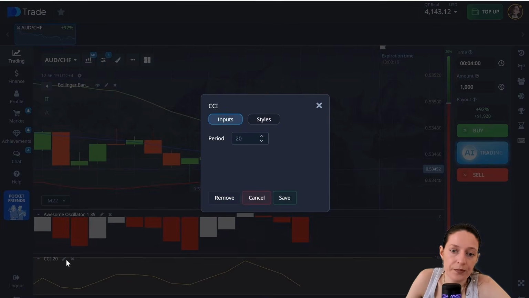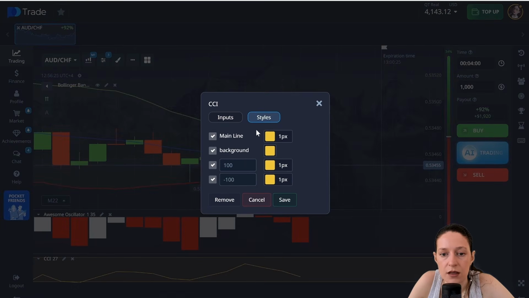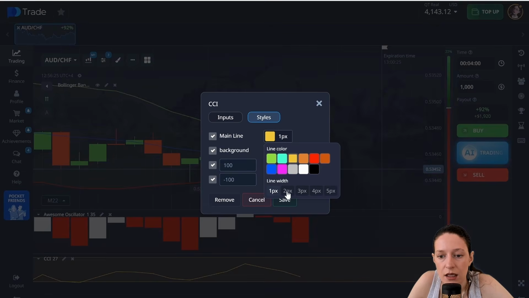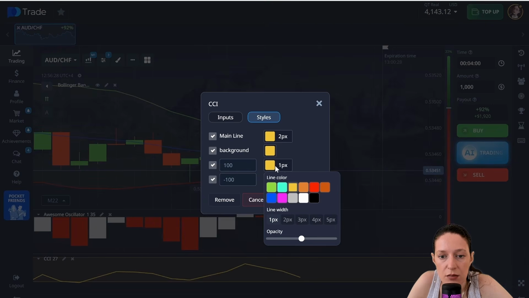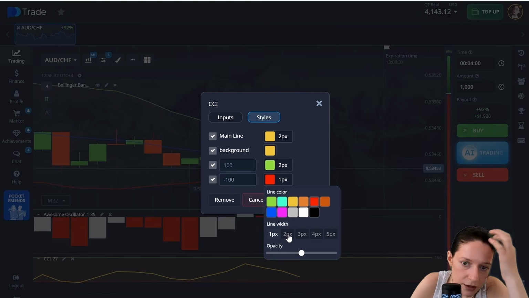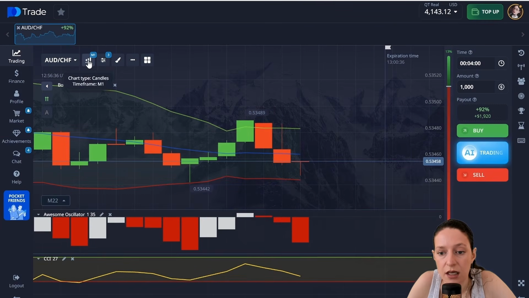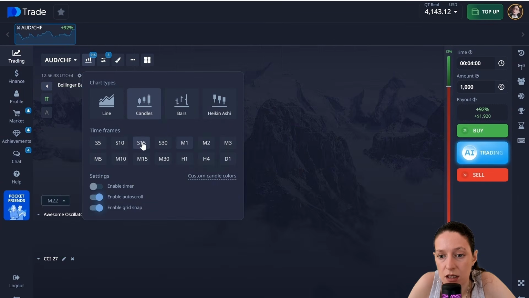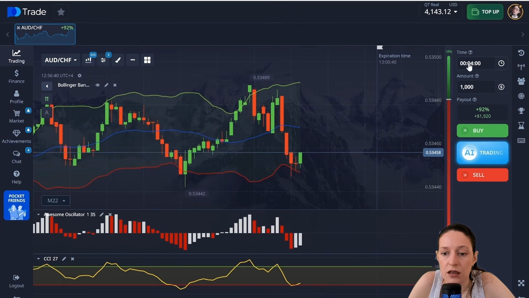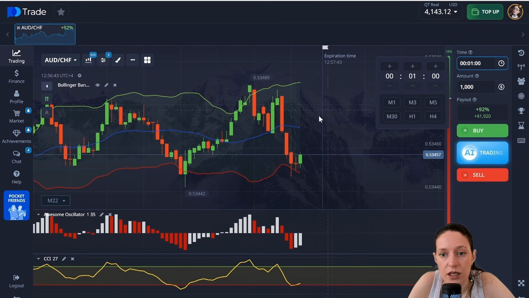Let's increase the period to 27. Let's change some colors, maybe green and red, and save. Then I set the candles to 15 seconds, and as always, trading time is 1 minute.